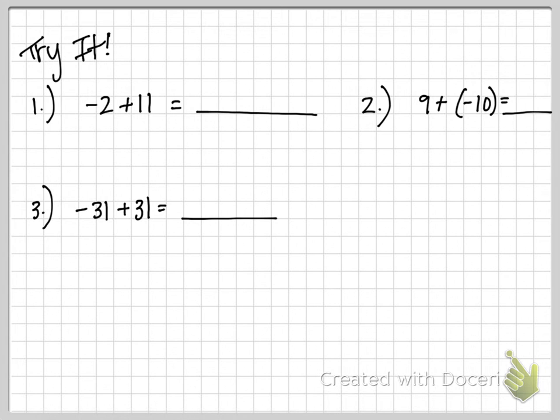-2 plus 11. Sam, tell me what you got. 9. Very good. Positive 9, whether you use the number line or the absolute value method, you should get 9 either way. Number 2, what'd you get, Hazen? -1 is correct. And finally, Maggie, what'd you get? 0. Perfect.